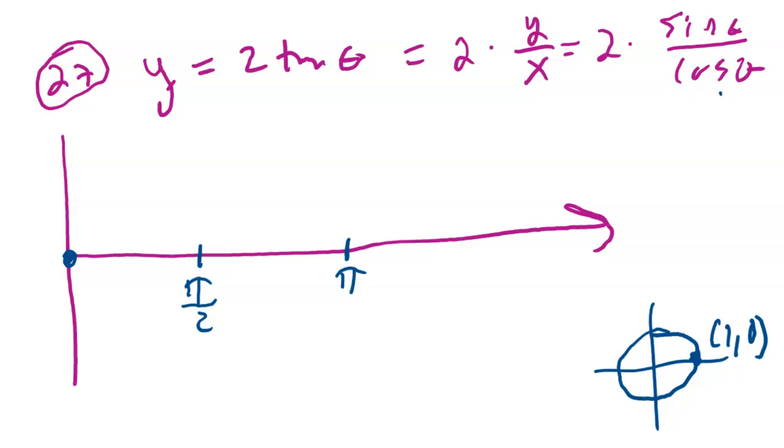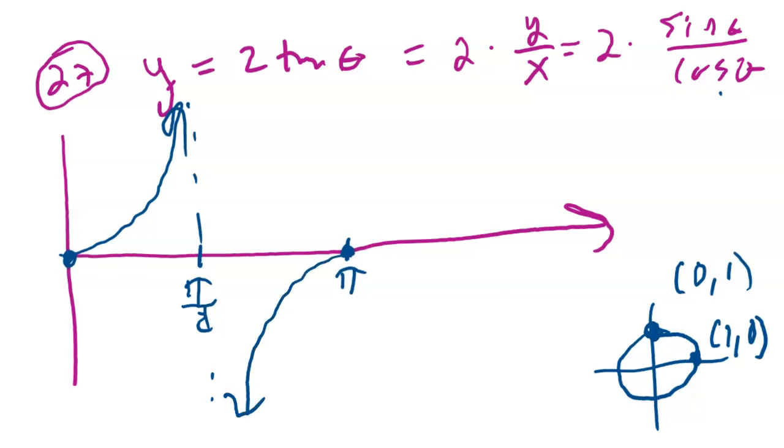At pi over 2, we're up here on the unit circle. This is 0 comma 1. Now we're dividing by 0, so we're going to get a vertical asymptote there. And at pi, it's going to be 0 again. And this is our tangent function, so it's going to look like this, and it's going to look like this. In theory, that is one period.